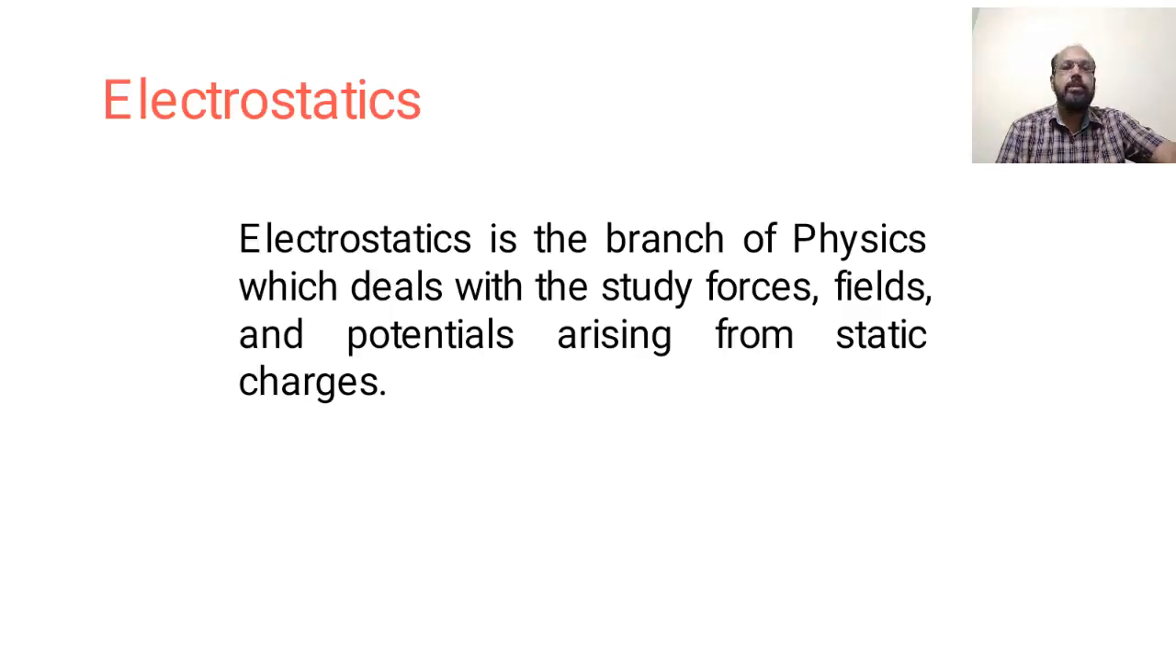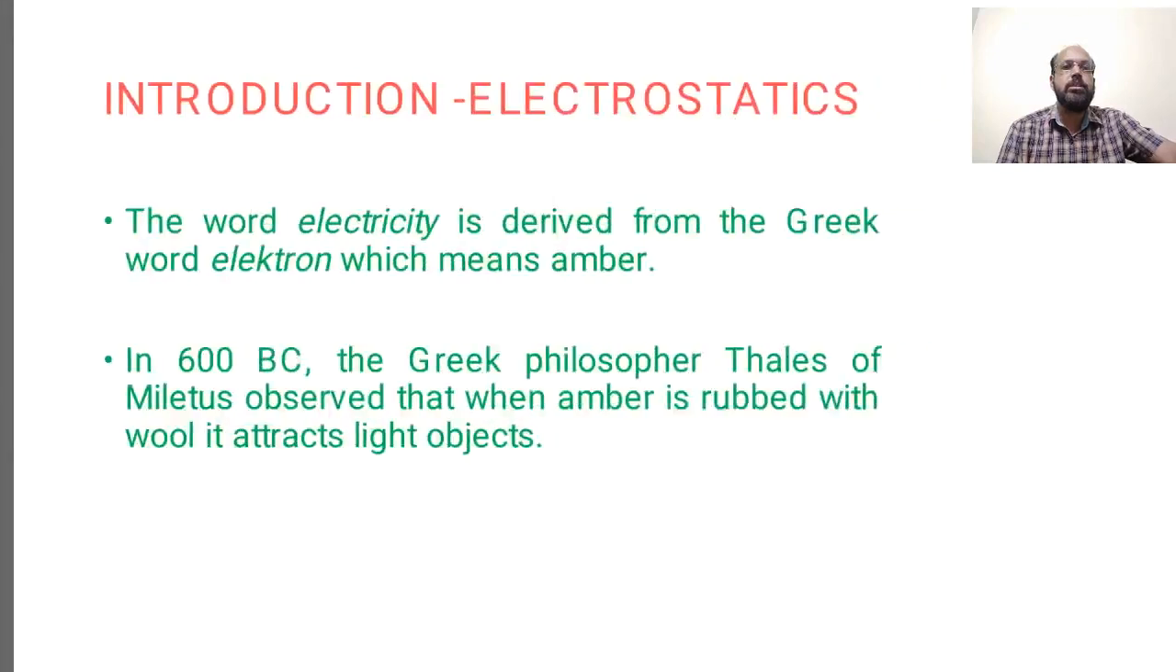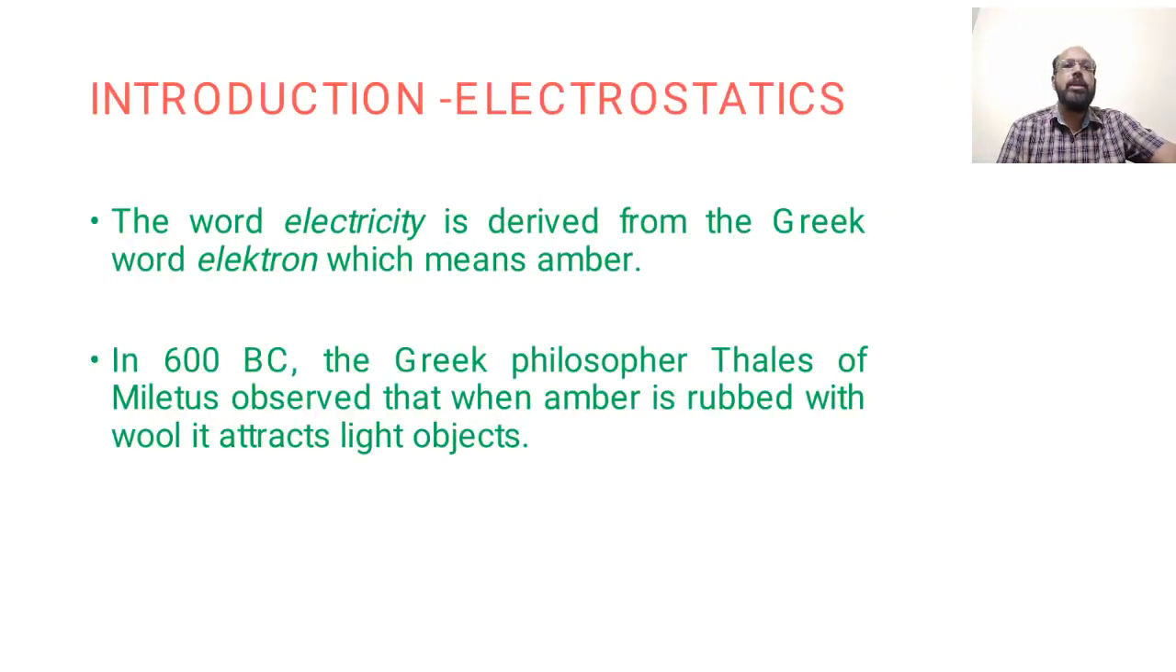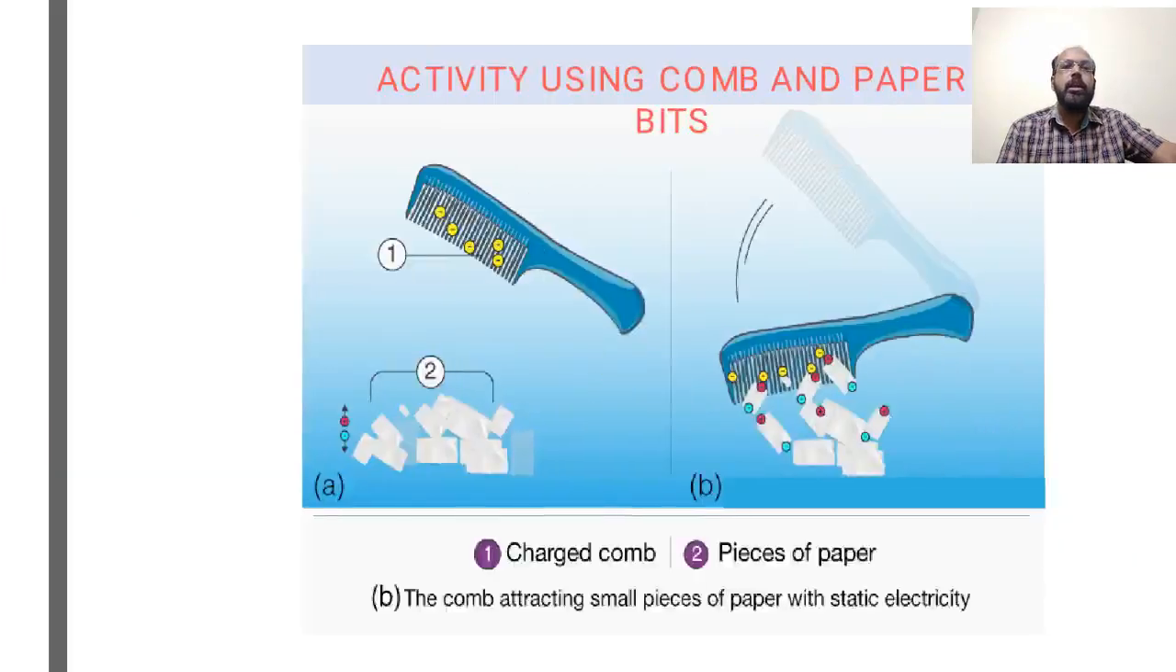from static charges. It is simply a study of rest charge. The word electricity is derived from the Greek word electron, which means amber. Amber is a resin which is obtained from some trees. In 600 BC, the Greek philosopher Thales of Miletus observed that when amber is rubbed with wool, it attracts light objects. This can be explained on the basis of static electricity.